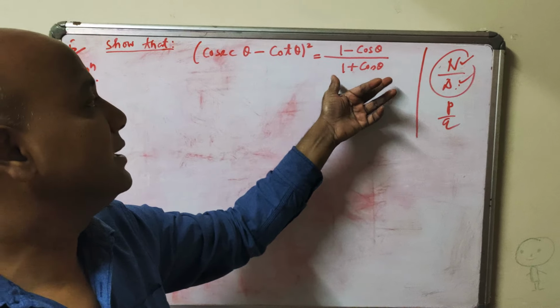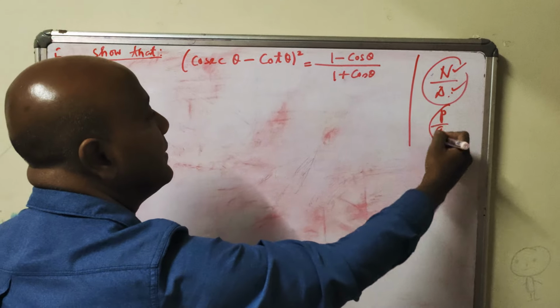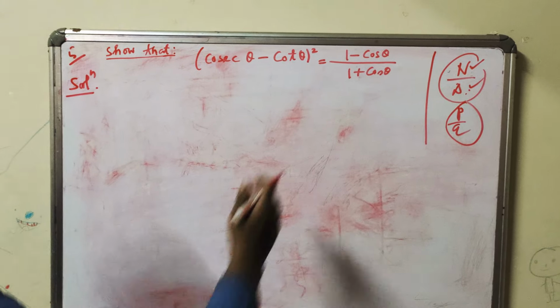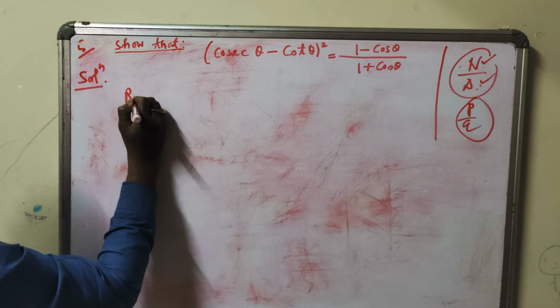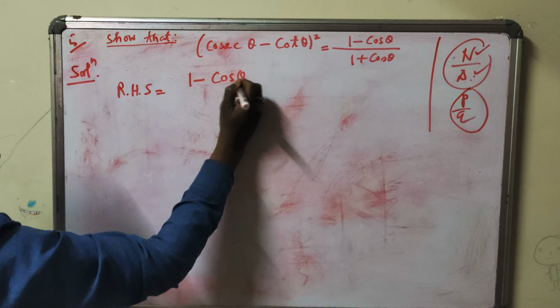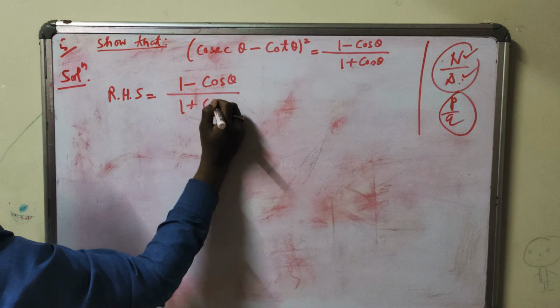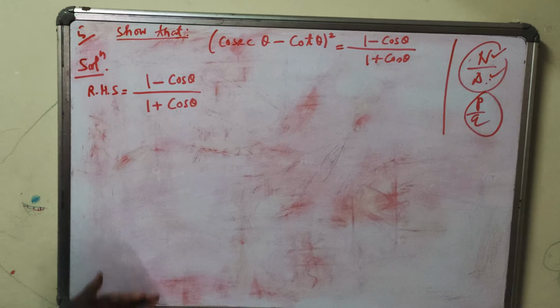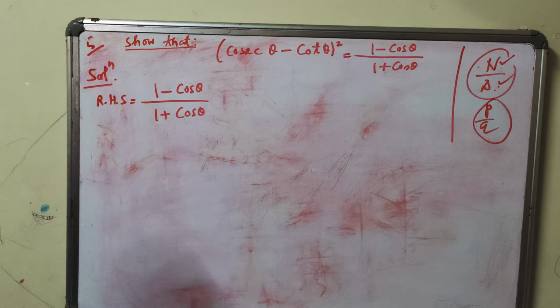Here this is in the right hand side. We always take the p by q type form. This is in the right hand side, therefore I am going to write right hand side equals 1 minus cos theta by 1 plus cos theta. So I have taken the right hand side.